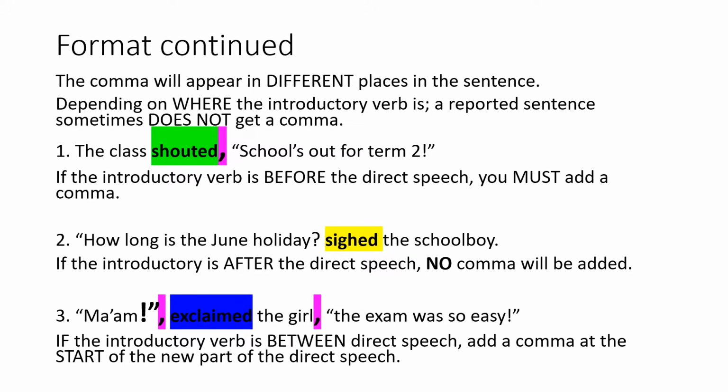Number 2, "How long is the June holiday?" sighed the schoolboy. Now, if the introductory verb is after the direct speech, no comma will be added. And then number 3, "Ma'am," exclamation mark, exclaimed the girl, comma, "the exam was so easy." If the introductory verb is in between direct parts of speech, add a comma at the start of the new part of the direct speech. That can be seen where I added the comma, "the exam was so easy."